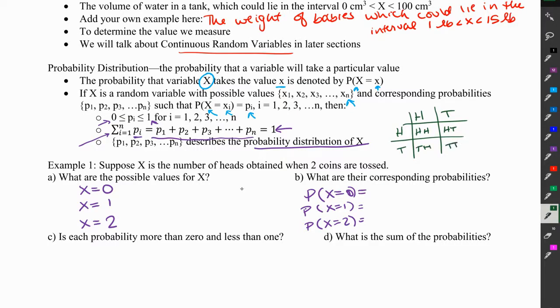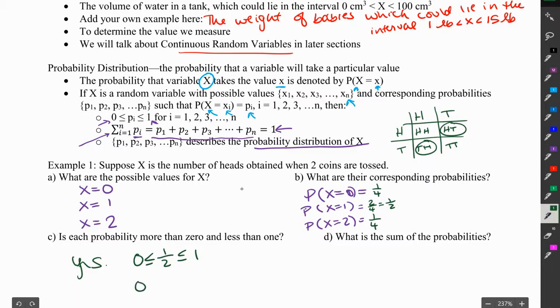So looking at this, the probability of 0 heads is 1/4. The probability of 1 head happens twice, so that would be 2/4, which is 1/2. And the probability of 2 heads is 1/4. Is each probability greater than or equal to 0 and less than or equal to 1? Yes. 0 is less than or equal to 1/2, which is less than or equal to 1. And 0 is less than or equal to 1/4, which is less than or equal to 1.